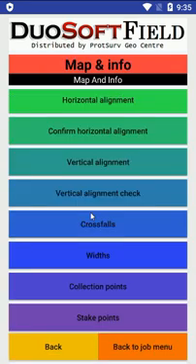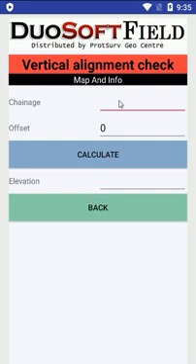Okay, let me go back again. So let me select vertical alignment check. Okay, so let's say we are at chainage 0 and offset 0, and I press calculate. It will give me the elevation at chainage 0, offset 0, and that's the elevation. Say I change the offset. Let me change the offset to 5, and then I press calculate, and then it will calculate it again.